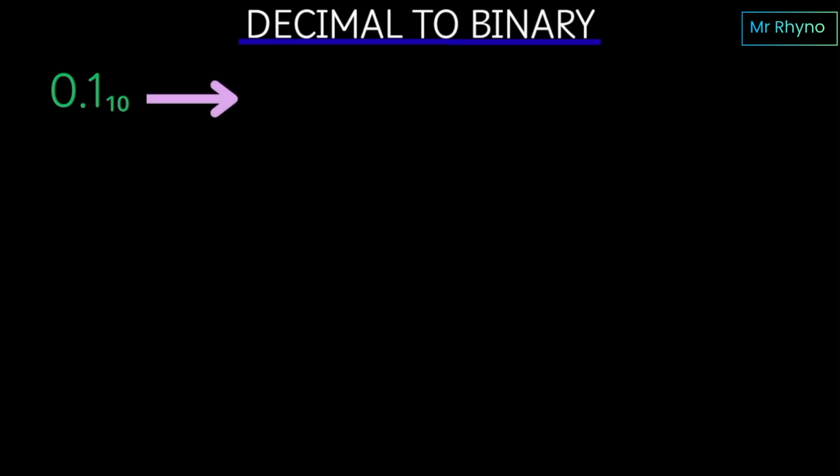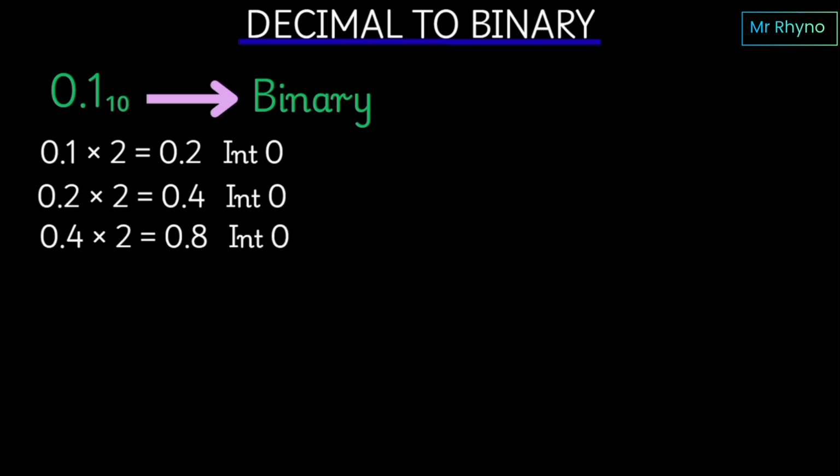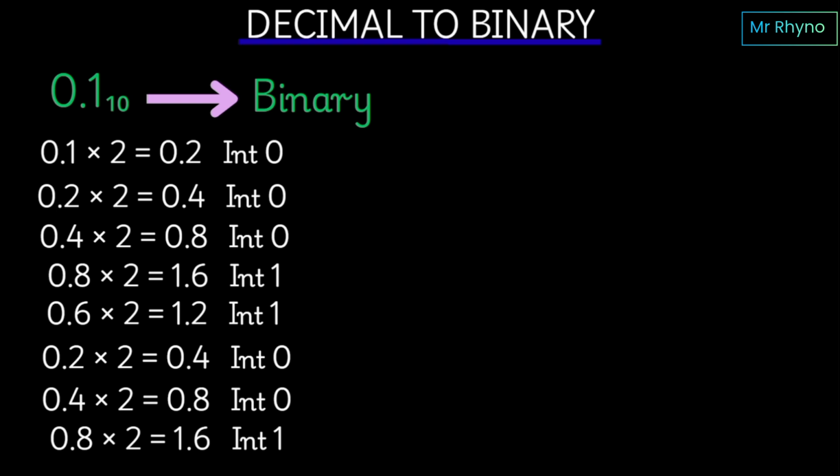Now what will happen if you have a recurring decimal? 0.1 by 2 is 0.2, integer is 0. 0.2 times 2 is 0.4, the integer is 0. 0.4 times 2 is 0.8, the integer is 0. 0.8 times 2, it is 1.6, integer is 1. 0.6 by 2, it is 1.2, integer is 1. 0.2 by 2, it is 0.4, the integer is 0. And notice that from here, it recurs again because it goes back to 0.4 and it keeps continuing.